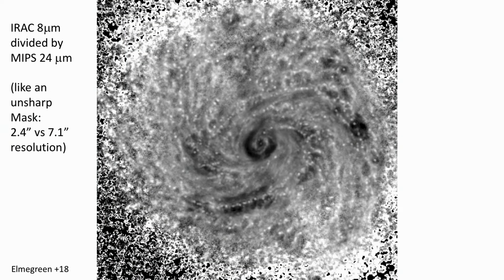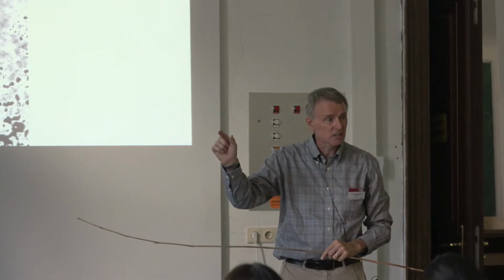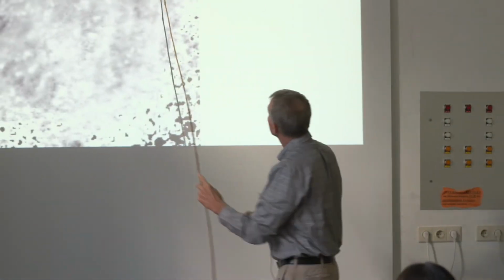I just take the 8 micron, divide by 24, and look at all these dots. Everywhere, everywhere. So these are what you saw with Taurus. They're filaments of snakes that just ate the mice. Filaments that have condensations in them. Everywhere you look, even in the shells.